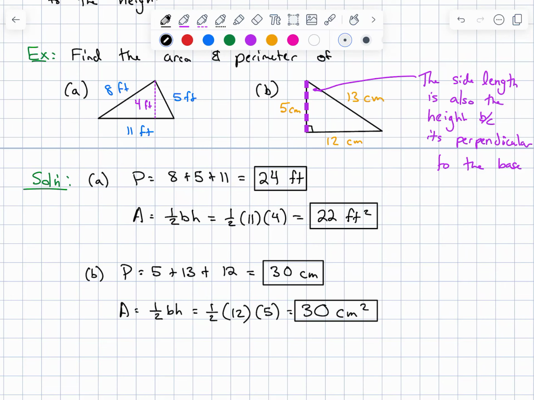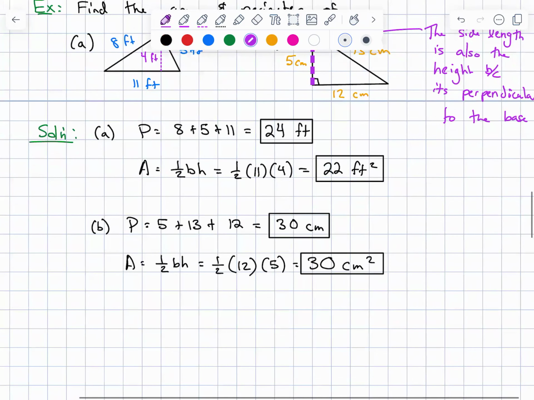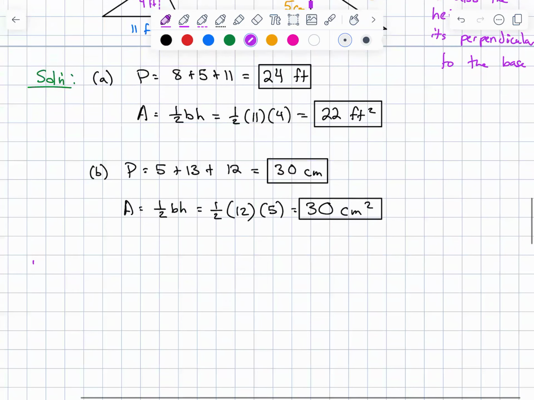So that's how we find area and perimeter. So we can use that in different situations. But now, one of the other ones that we want to talk about are what's called similar triangles. But in order to talk about similar triangles, we need to talk about proportions really quick. So a little tiny review on proportions.